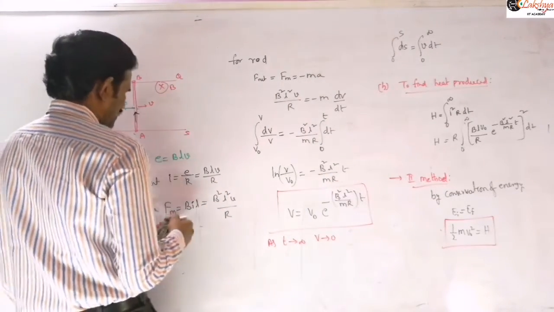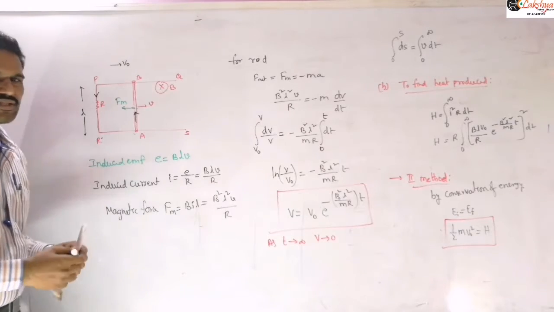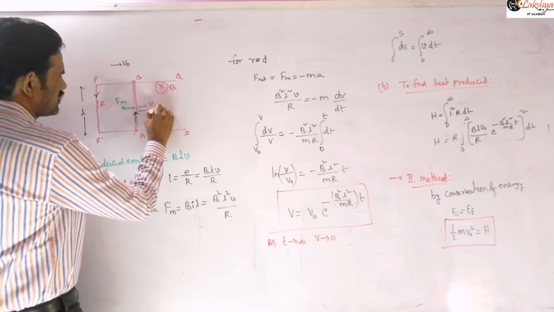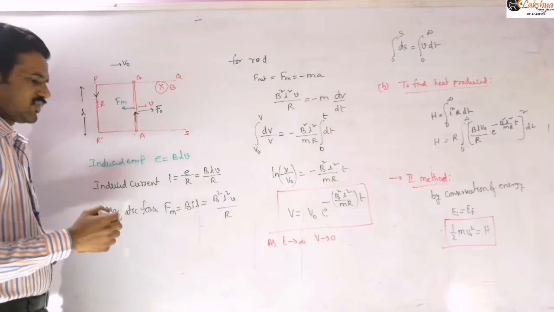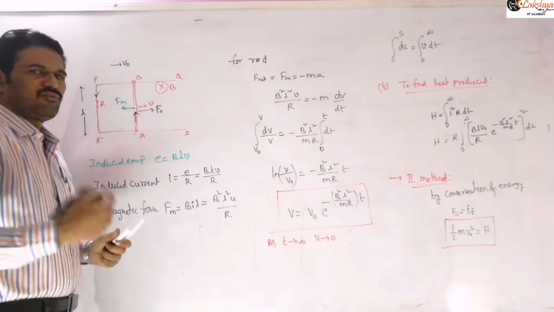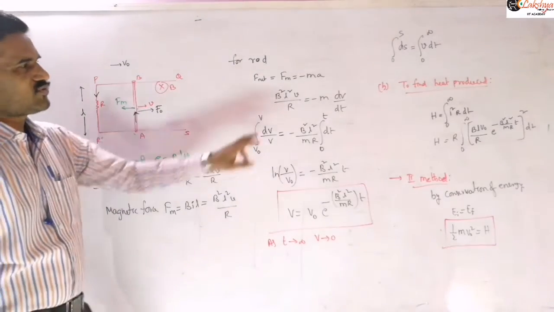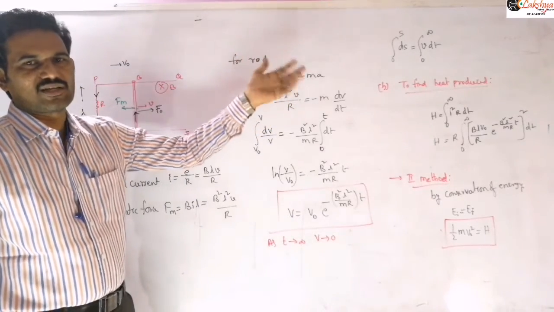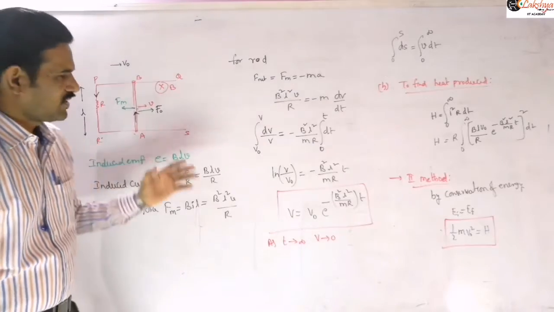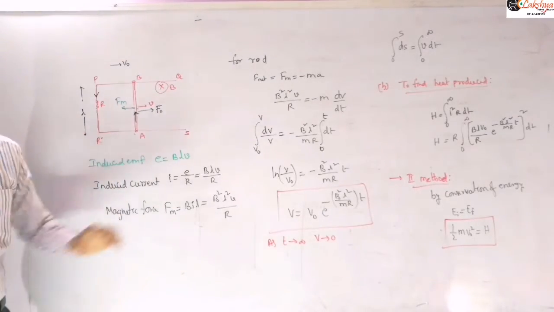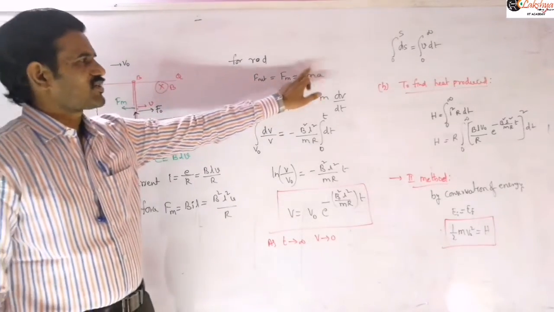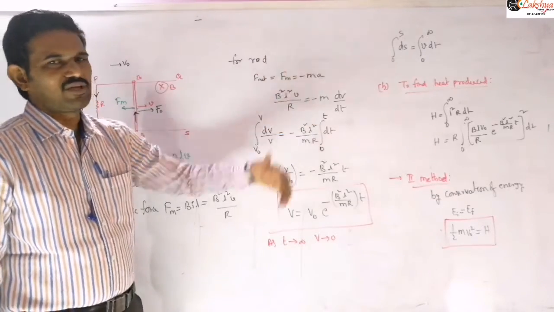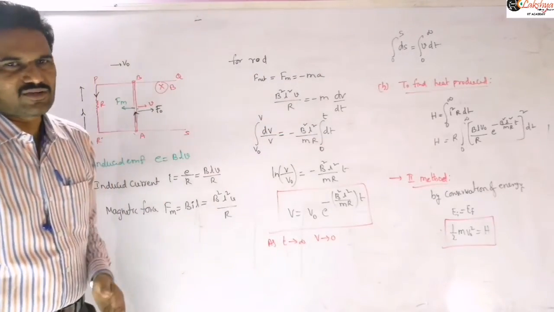Next, sometimes another external force may be given in the same problem, a constant force F naught acting on the rod. Then they will ask for velocity as a function of time. Here you need to take the force equation, F minus Fm, and integrate that equation. Just note that problem and you may solve that later. The force equation is F minus F m equal to ma, and then you can integrate.